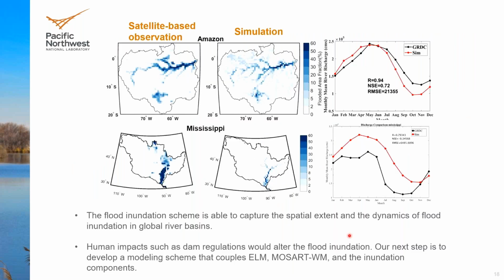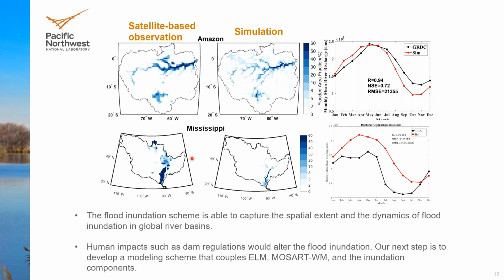Here are some results for the model. As you can see, Amazon is categorized as a moderately affected basin, and this is the satellite-based observation compared with simulation. And this third column is the flow discharge, the river discharge at the outlet of the basin. And the comparison is pretty good.